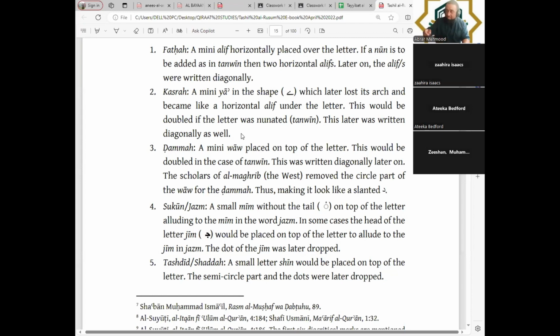So I'm just, again, emphasizing that at this moment. Mini wow. Again, in the case of tanween, a wow was doubled. Okay, this was written diagonally later on.